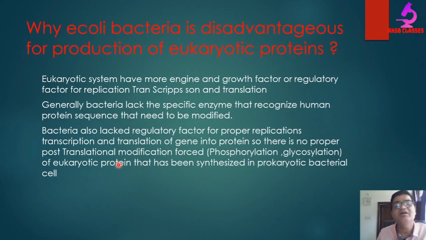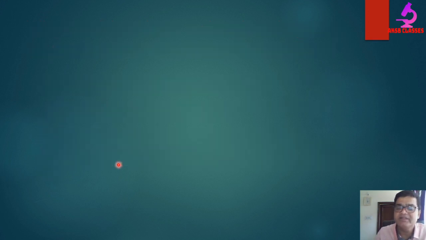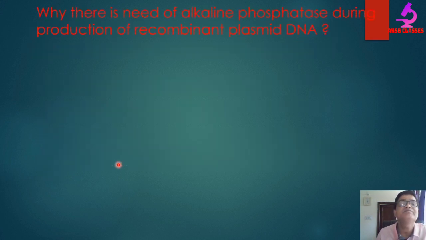So there is some error in typing, so try to avoid these things in these questions. Next, that is why there is need of alkaline phosphatase during production of recombinant DNA technology.